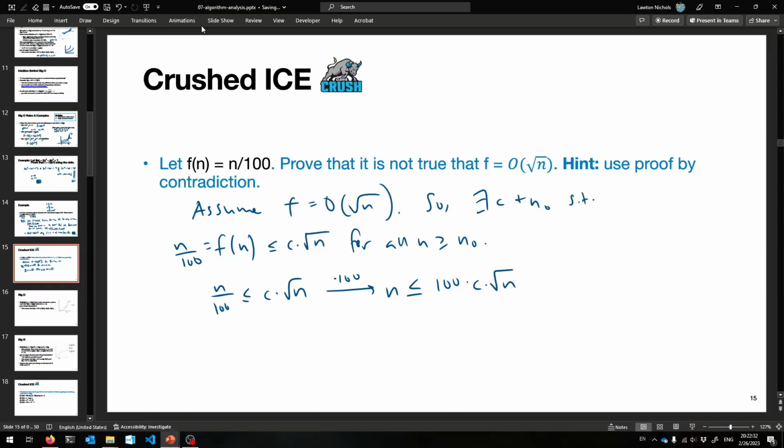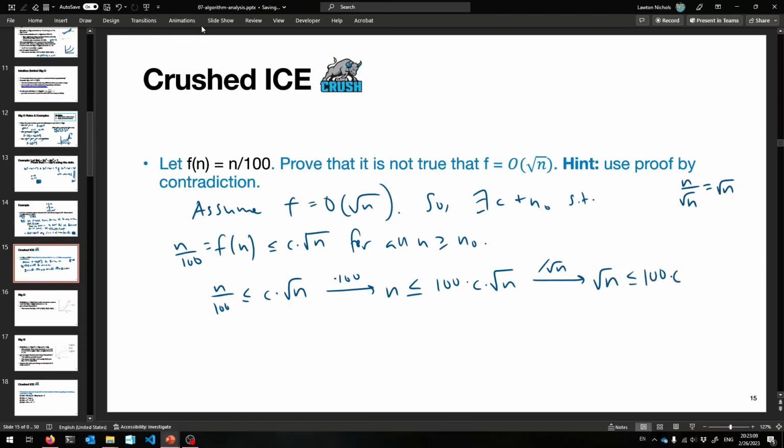Now, this is the new inequality. Let's divide both sides by square root of n. You can take one out from each side, because what is this but n to the 1, and this is n to the 1/2. So you can divide both of them by square root of n. n over n to the 1/2 is equal to n to the 1/2. So that's square root of n on the left now, less than or equal to 100 times c, and that's the trick.